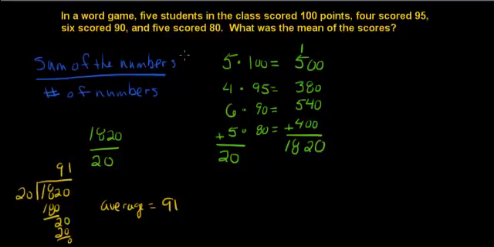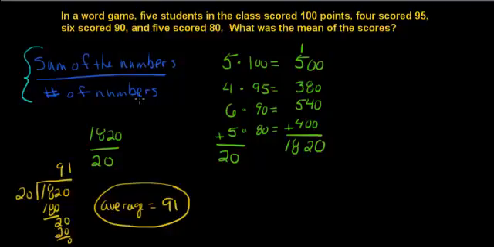Now notice that's not actually any of the scores up here, but since we had 20 students, 1,820 points, once all the math is done, this is the average we end up getting in the end, an average score of 91. So remember, whenever you're calculating average, it's always this idea here, the sum of the numbers divided by the number of numbers.